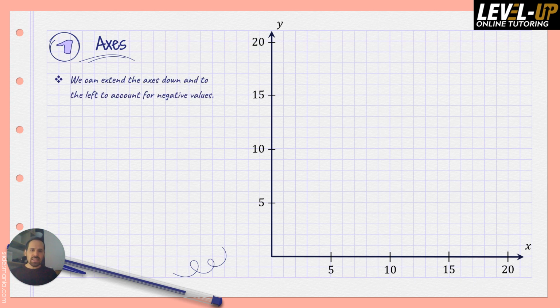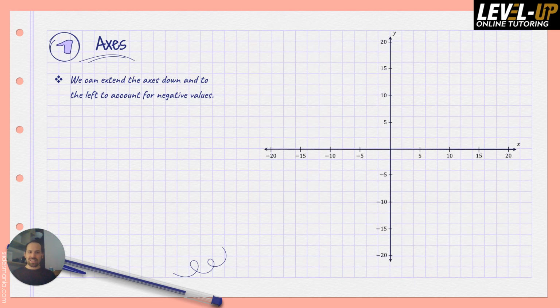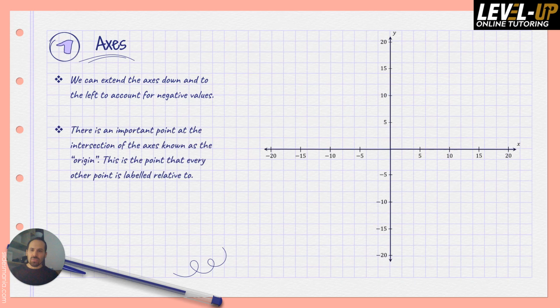So we can extend these graphs because here we've just got positive x, positive y, but we could always make it like this and take into account negative values. Now, there's a really important point on a graph known as the origin, which is this point here, right in the middle, 0, 0.